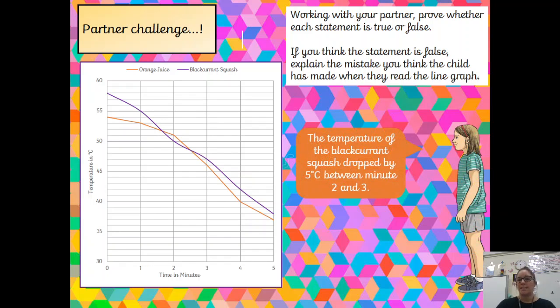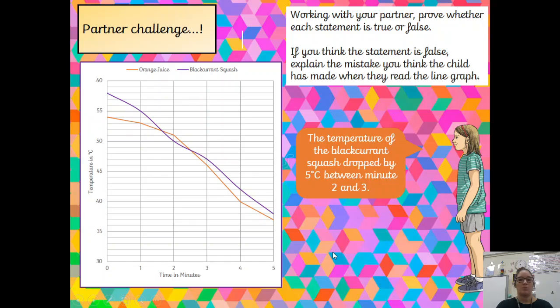This child here says the temperature of the blackcurrant squash dropped by 5 degrees between minutes 2 and 3. Okay, so have a think and have a little chat with your partner. Okay, see what you think. Pause the video at any time if you need more time. Okay, you don't have to go along with me. You've got the option to pause it and to have a bit more of a discussion about it with someone around you.